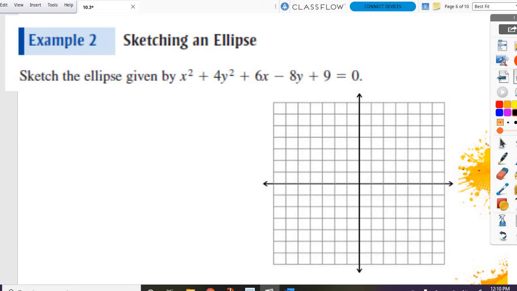But how many things are squared this time? 2. Yeah, we have 2 things. So we're actually going to have to complete the square twice. So our first step is going to be to write the things that have the same variables by each other. And in this case, I'm going to move anything that doesn't have an x or a y to the other side.